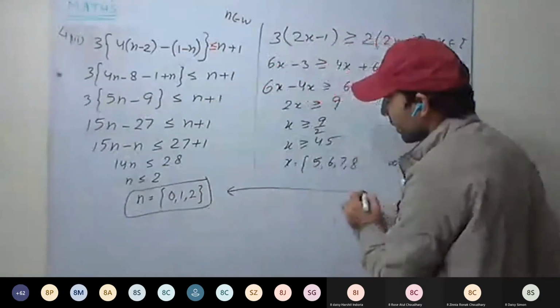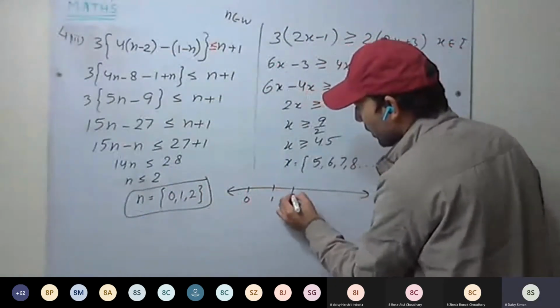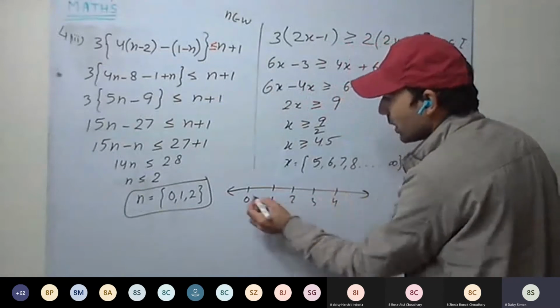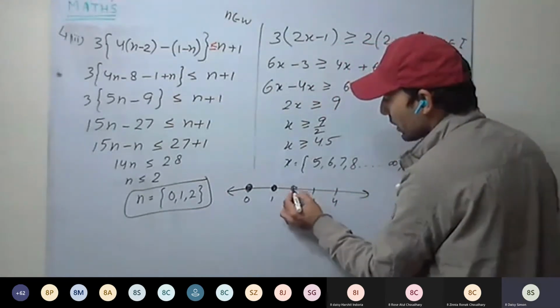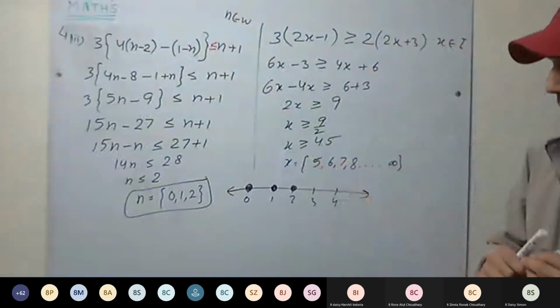So draw the number line: 0, 1, 2, 3, 4. 0, circle it, fill it. 1, circle it, fill it. 2, circle it and fill it. Okay.